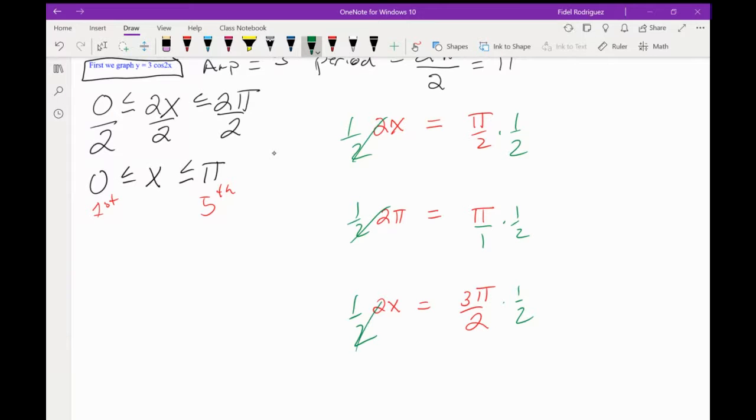So these 2's are all going to cancel. And this is going to give me x equals pi over 2 times 1/2. Pi over 4, perfect. Oops, put a pi in both of them there. This one here should be pi over 2. And then the last one, 3 pi over 2 times 1/2, 3 pi over 4, right?